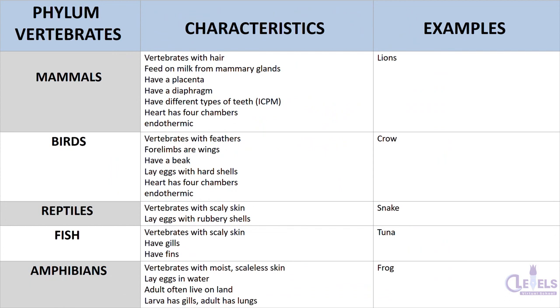Firstly, phylum Vertebrata. As I told before, they are mammals, birds, reptiles, fish, and amphibians. And here are the general characteristics of these vertebrates and some examples. Mammals being the easiest one, mammals have hair and they have mammary glands which produce milk. They have a placenta, have a diaphragm, and they have teeth. These are the ICPM teeth: the incisors, the canines, the premolars, and molars. Mammals have a heart with 4 chambers and they're endothermic, meaning they're warm-blooded.